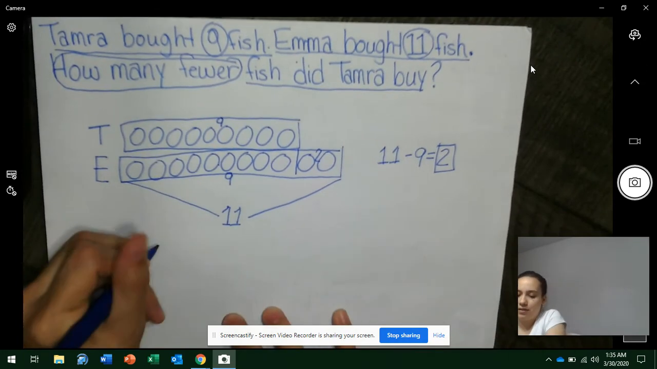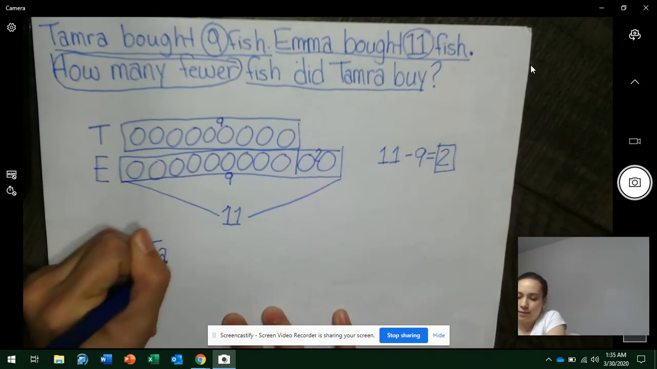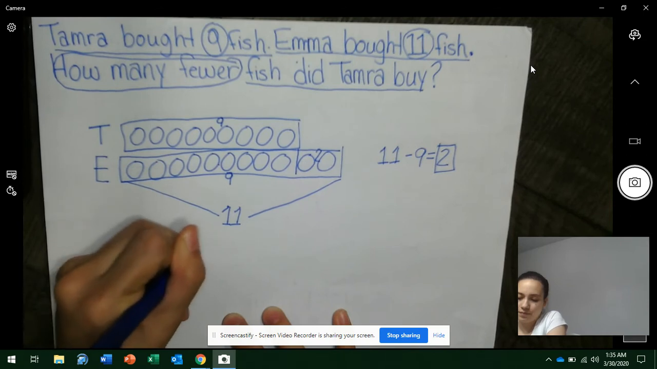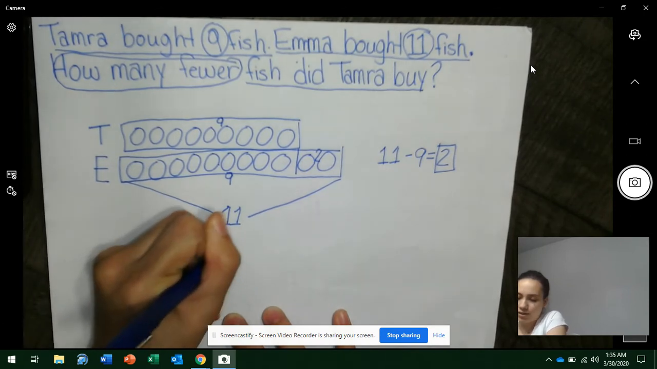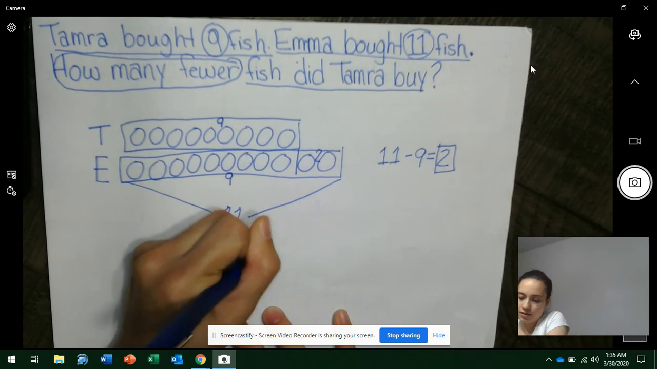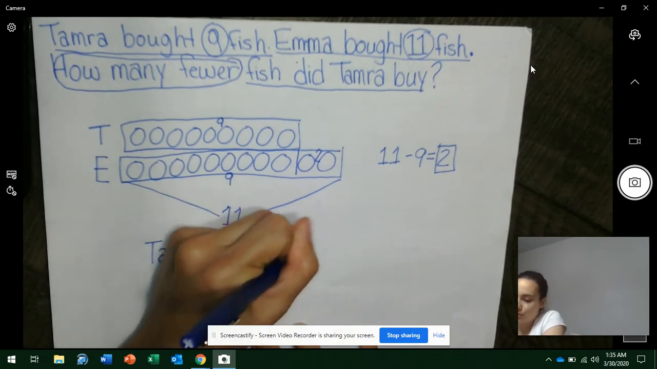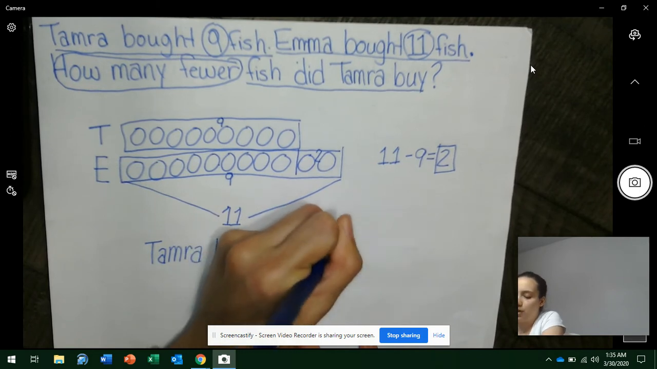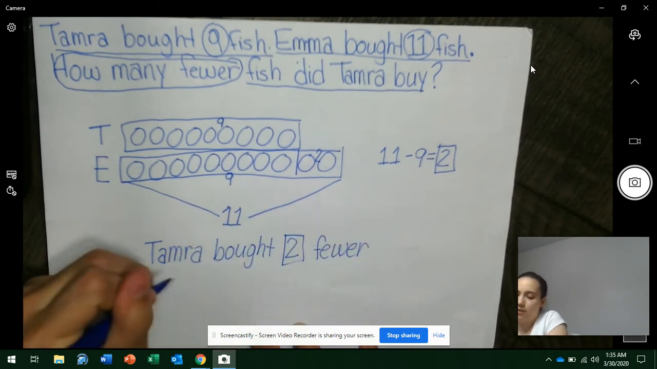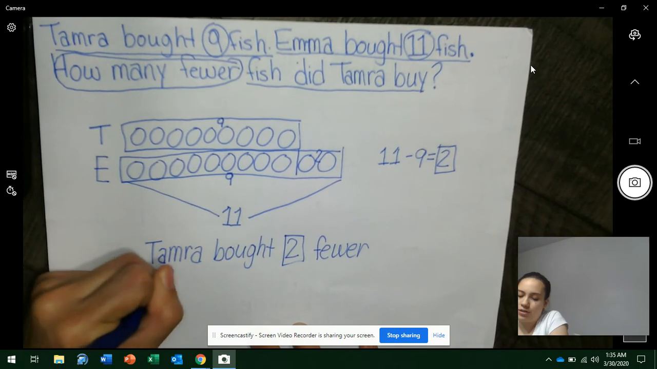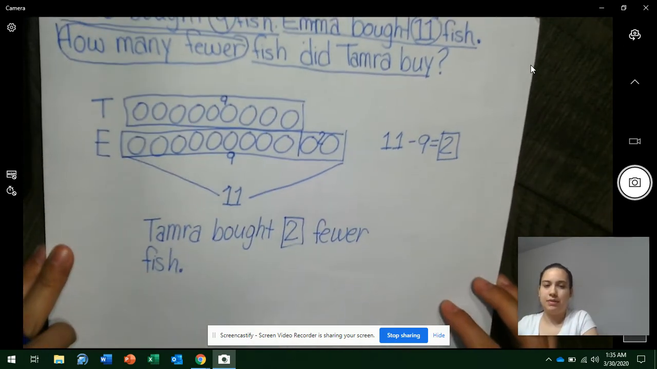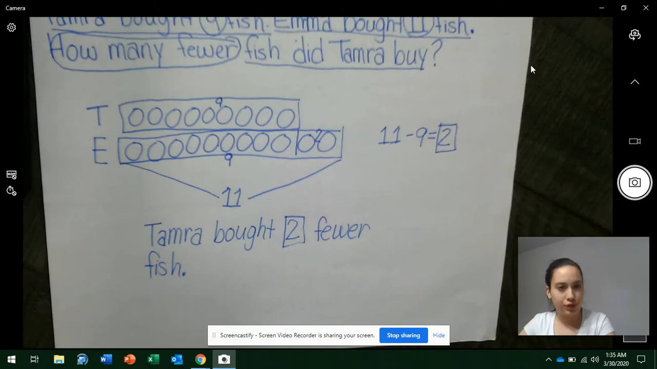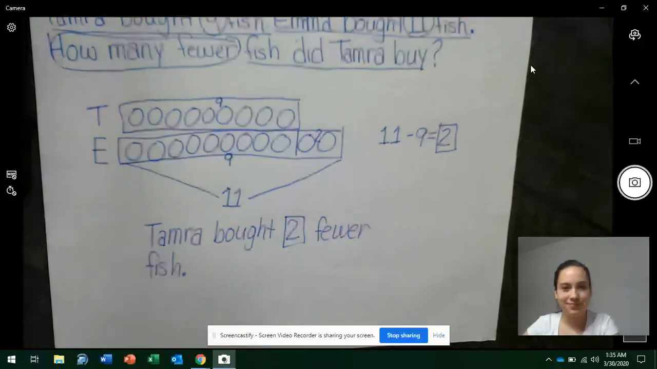So now we're going to write it. Tamara bought 2 fewer fish. Something like this. If you need more time to write it, go ahead and press pause and press play when you're ready.